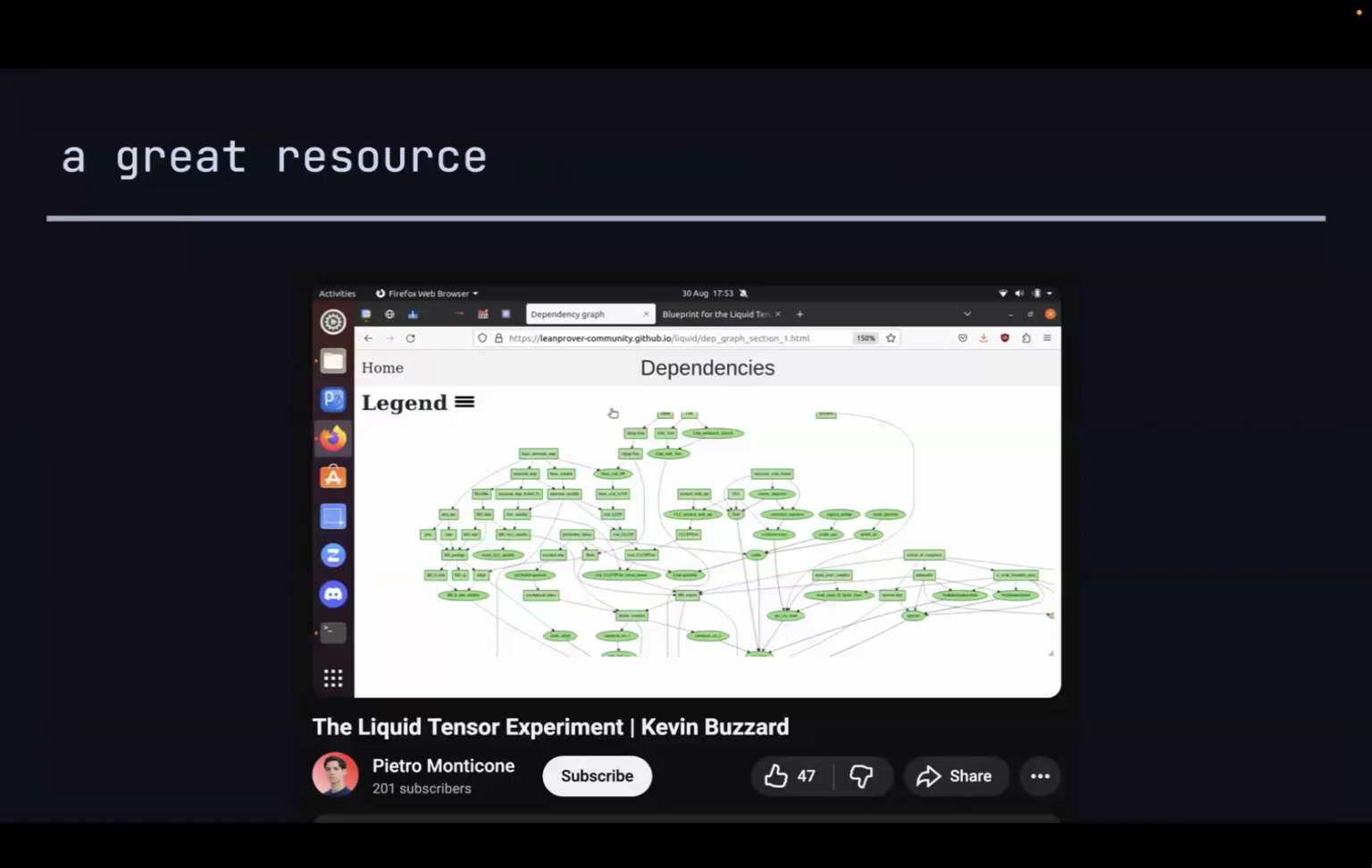Same thing here: this is the graph of the liquid tensor experiment. I think this is pretty zoomed in, but it's also pretty massive. It would start out completely white. White means not formalized, blue means it's been formalized but not proven, and green means it's fully proven. There is this cool thing happening where bubbles start filling in with new colors.